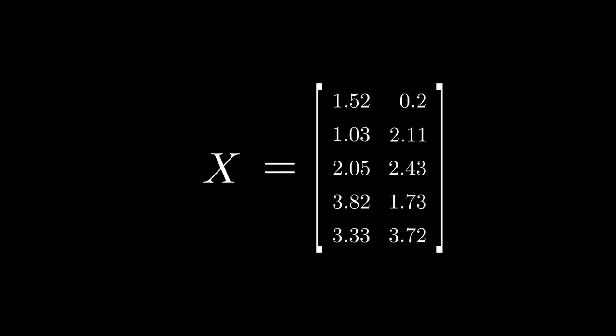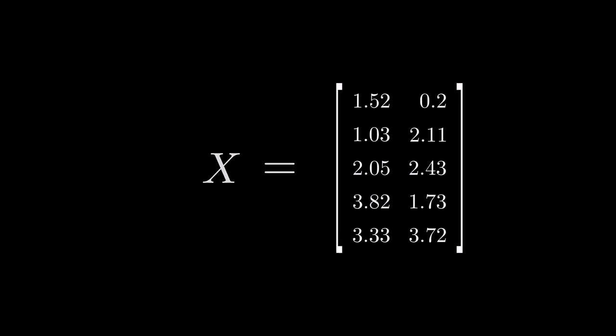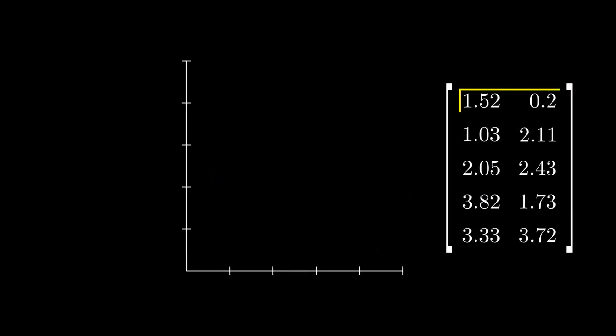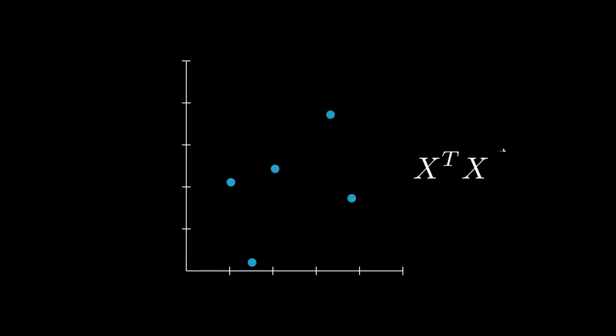We start off with some data contained in matrix X, which we want to compress into a single column. Each row represents a point in space. The first column represents one variable, while the second column represents another. To compress each point into a scalar, we consider the direction of greatest stretch.